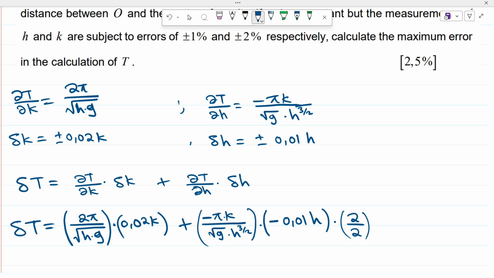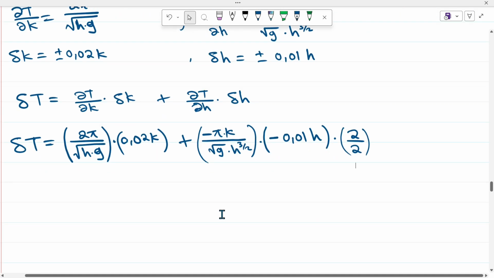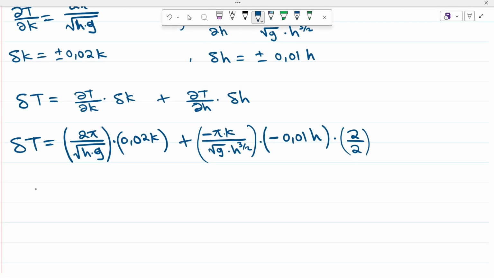So if I multiply this term by 2 over 2, 2 over 2 is 1, guys. So I'm not changing the equation. But then we can make use of this 2 over 2 in a way that helps us to answer this question. So let's go. Now we are going to multiply there.